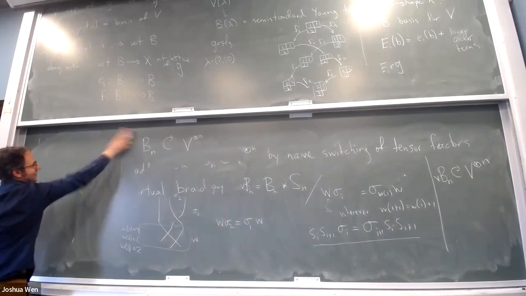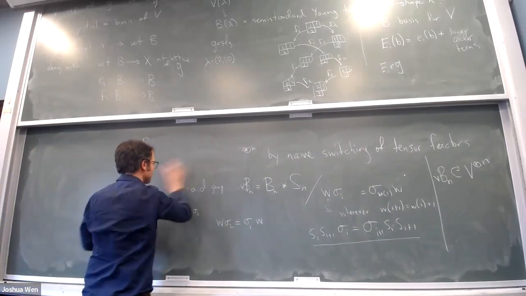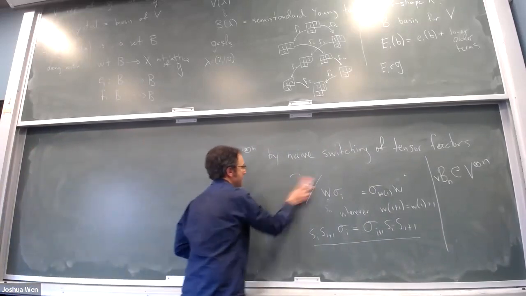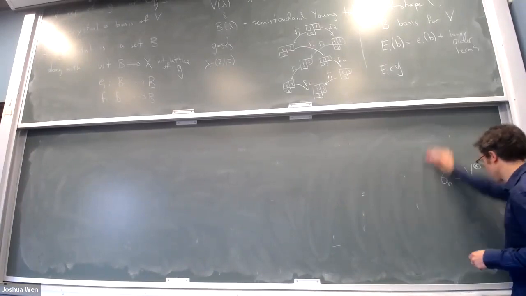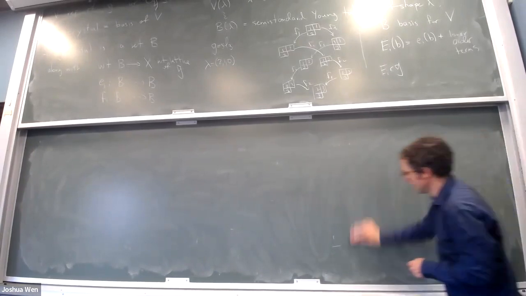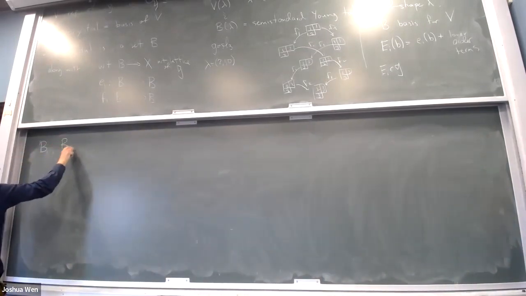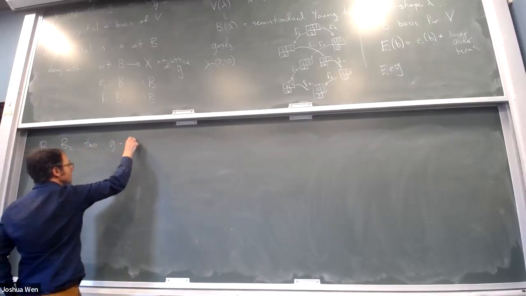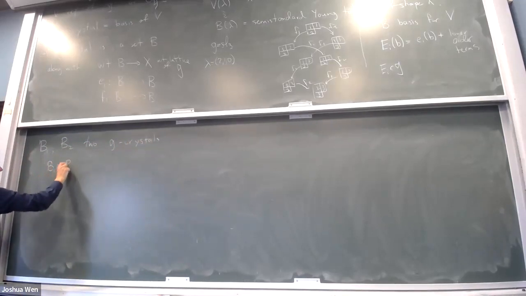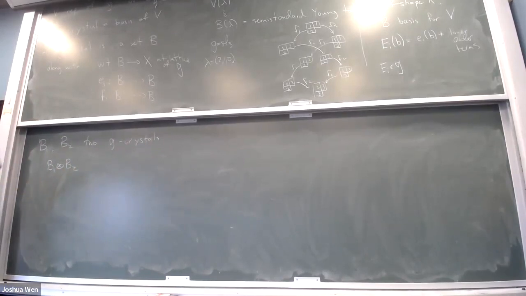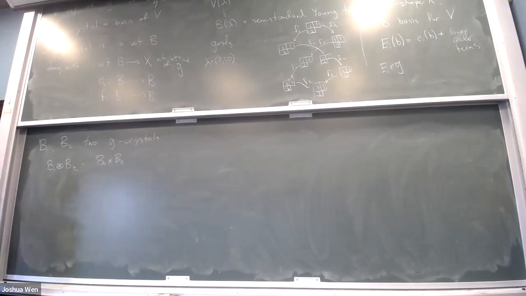So I think these crystals are very nice, and there is a surprising fact about them. If you have two crystals, V1, V2, there's a way of forming their tensor product, V1 tensor V2. As a set, this is just V1 cross V2. And the weight map is just component-wise addition.